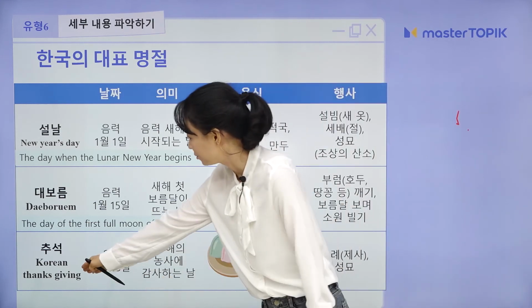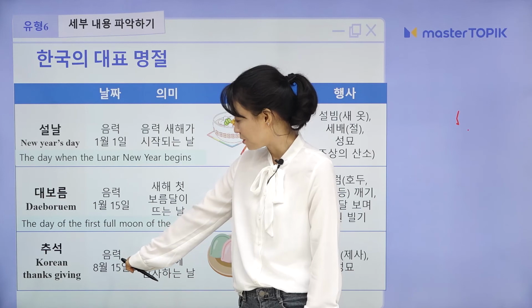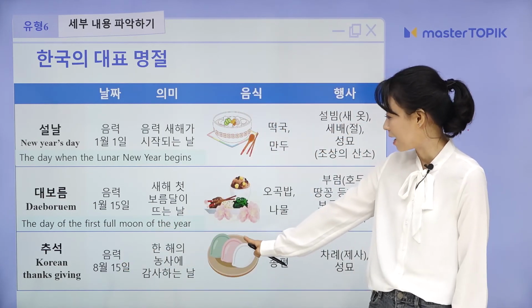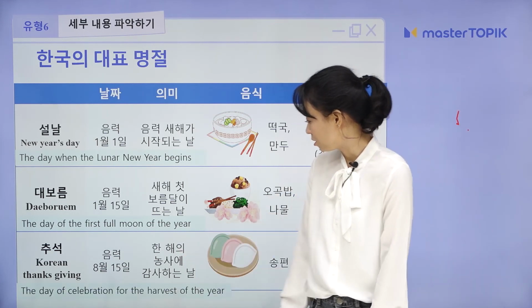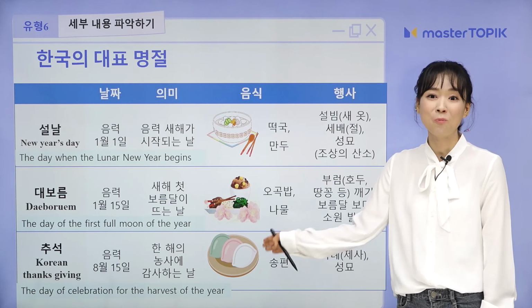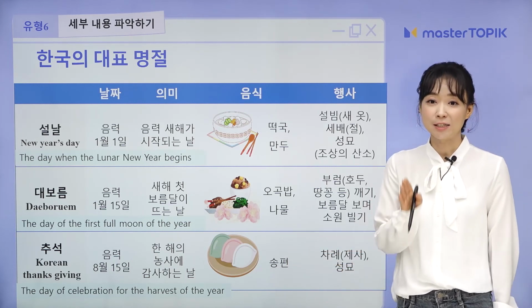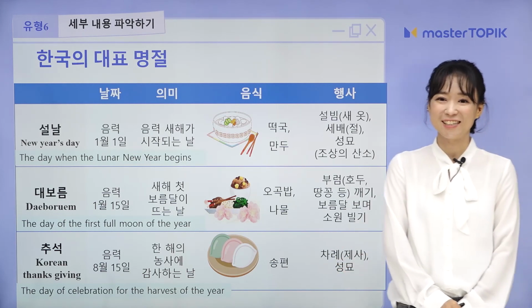And 추석, Korean Thanksgiving, 음력 8월 15일, August 15th of lunar calendar, 한 해의 농사에 감사하는 날. So, the day of celebration for the harvest of the year, we eat 송편, that rice cake, and 차례, ancestral rite, and we also visit the tomb of our ancestor.